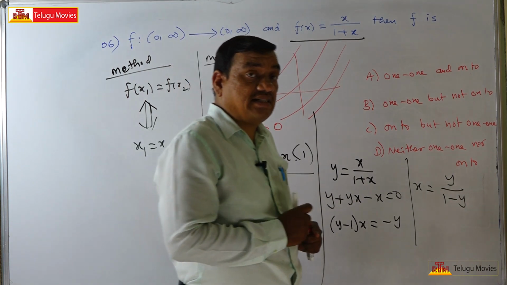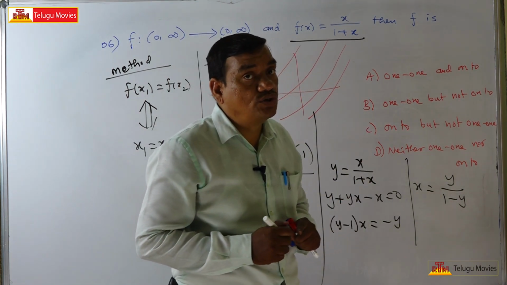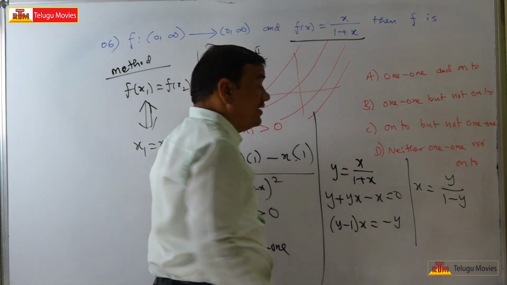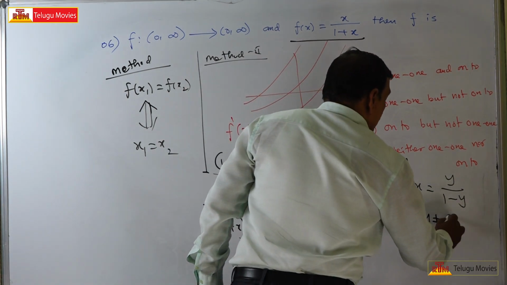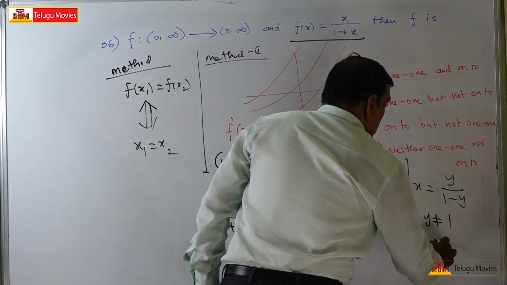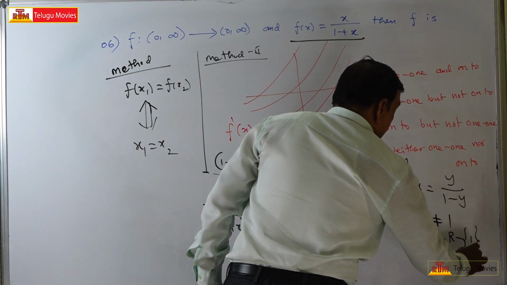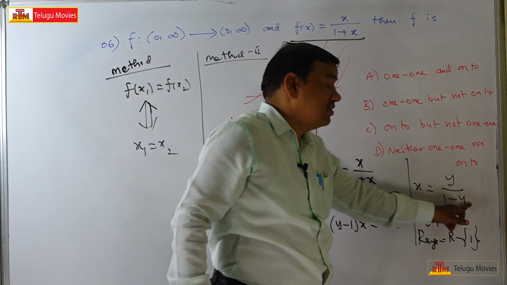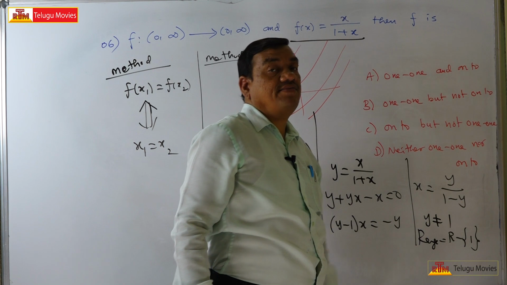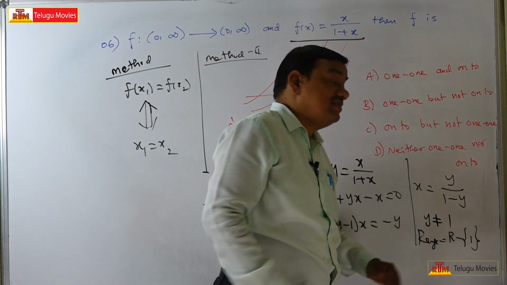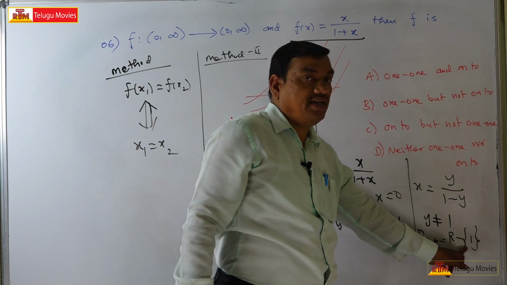To define the x value, the y value also should be defined. So this function y upon 1 minus y is defined when y is not equal to 1. So what is your range? Set of all real numbers except 1. If you take 1, your x is not defined. Understand? That's why in the range you definitely won't get 1.